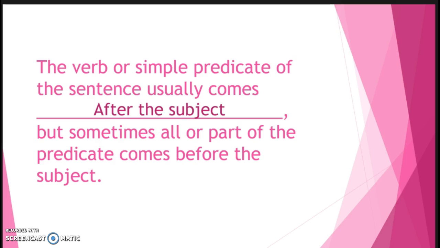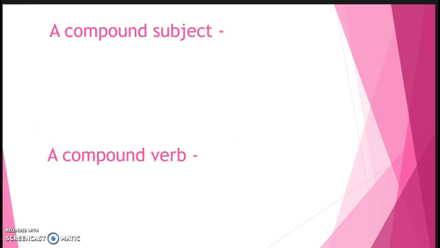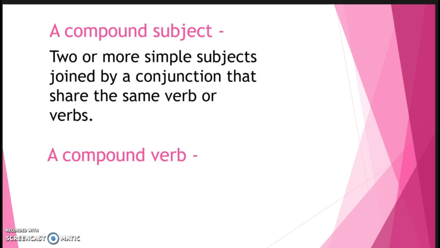Okay, so now that we know all about what a subject and a predicate is, let's look at something that makes it a little more complicated, but not much. Compound subjects and verbs. Now, the word compound, when we're talking about grammar, just means that there's more than one. Okay, simply put, we're going to have more than one subject or more than one verb. So, compound subject and verb. A compound subject is when you have two or more simple subjects joined by a conjunction that share the same verb or verbs.